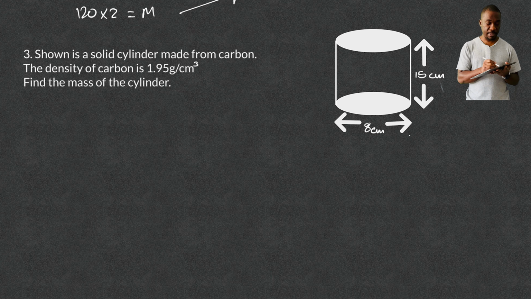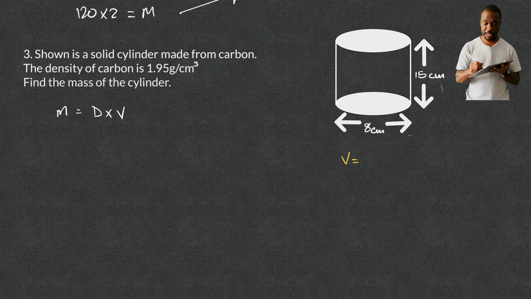And find the mass. Okay, so we've just calculated mass in the last question. And we just said that the mass is density times volume. They've only given me the density. I don't have the volume. But I know that this is a cylinder. So if I can find the volume of a cylinder, then I can solve this question. So let's go ahead and do that over here.